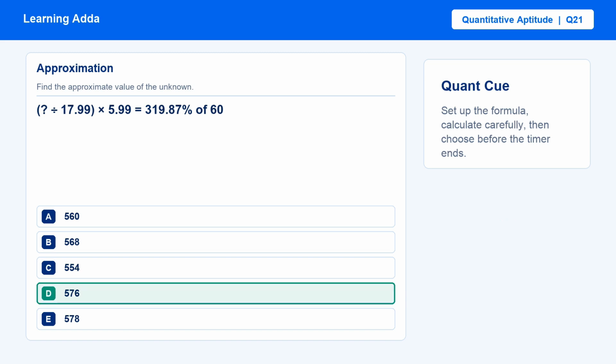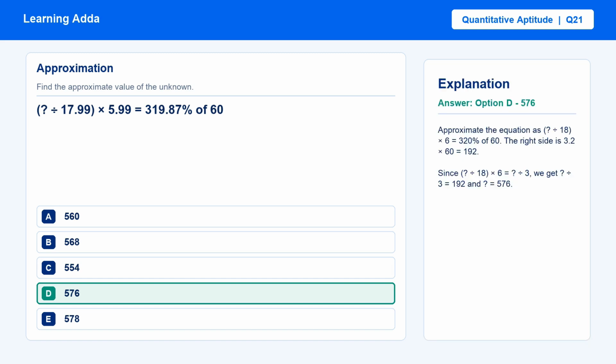The answer is option D, 576. Approximate the equation as divided by 18 multiplied by 6, which is equal to 320% of 60. The right side is 3.2 multiplied by 60, which is equal to 192. Since divided by 18 multiplied by 6 is equal to divided by 3, we get divided by 3 is equal to 192, and the number is equal to 576.